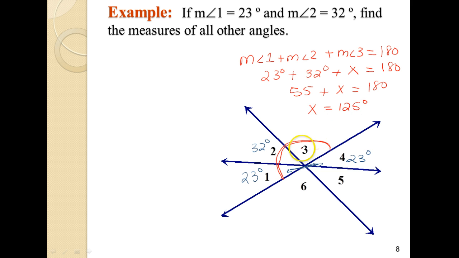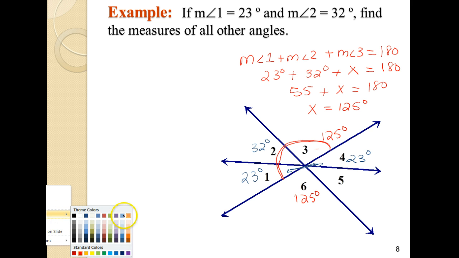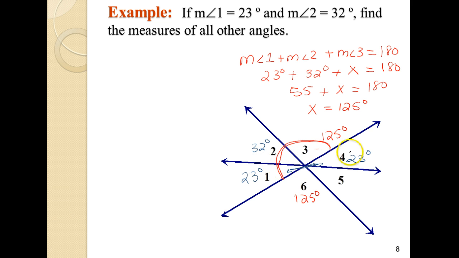Alright, so if angle 3 is 125 degrees, that means angle 6 is also 125 degrees. And switching colors. The only one we are missing now is angle 5. And we can see that angle 2 and angle 5 are, again, vertical angles. So angle 5 will also be 32 degrees. Okay, very easy. It's not that complicated.